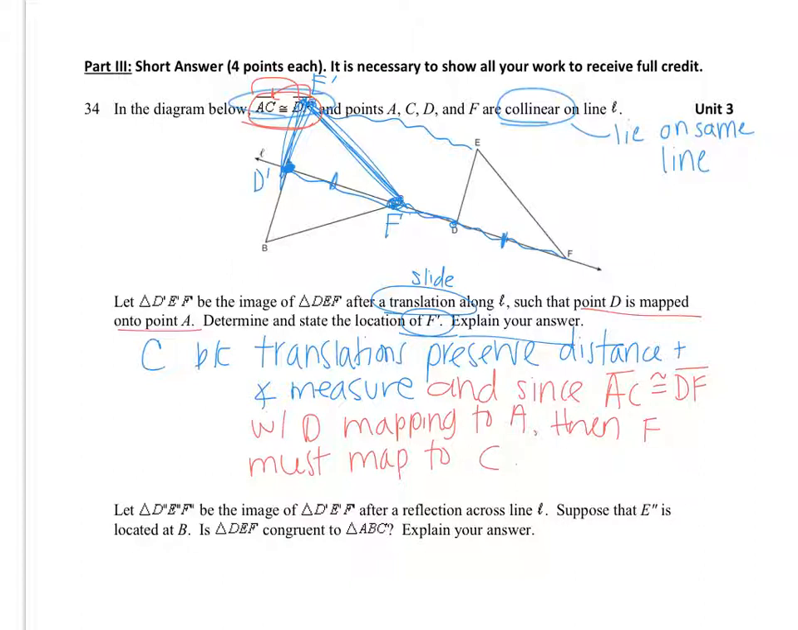Then the next question says that we have D double prime, E double prime, F double prime be the image of D prime, E prime, F prime, the single primes, after a reflection over the line L. So I take this triangle up here in green and I reflect it over the line to become D double prime, E double prime, F double prime. Suppose that E double prime is located at B, which makes sense. E prime comes down here, becomes E double prime, and it's located at B. Is triangle DEF, the original, congruent to triangle ABC? So after we translate it and we reflect it, are they congruent?